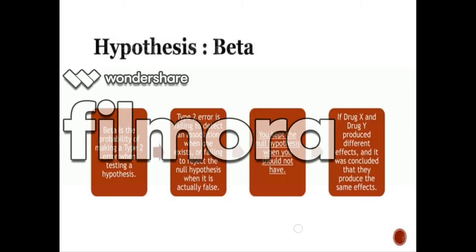Now let's talk about beta. Beta is the probability of making a type 2 error when testing a hypothesis. Type 2 error is failing to detect an association when one exists, or failing to reject the null hypothesis when it is actually false. And then you kept the null hypothesis when you should not have. Say, for example, if drug X and drug Y produce different effects and it was not concluded that they produce different effects.